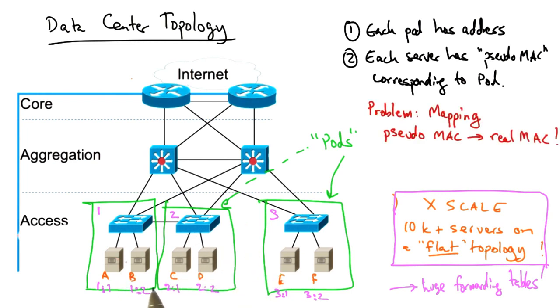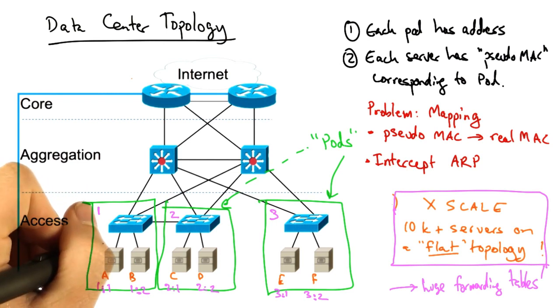Now, in such a data center topology, of course, these hosts are unmodified. So they're still going to respond to things like ARP queries with their real MAC addresses. So we need a way of dealing with that, as well as a way of mapping pseudo MAC addresses to real MAC addresses. The solution is as follows.